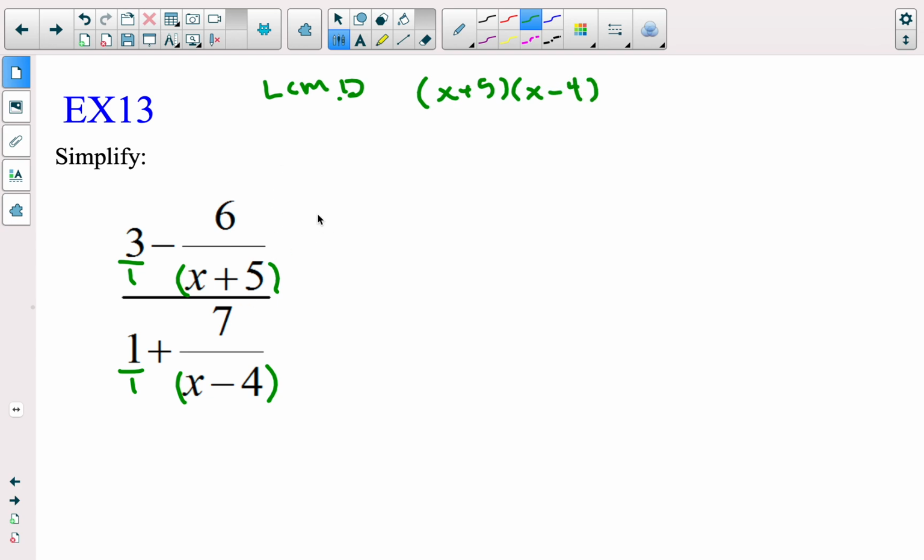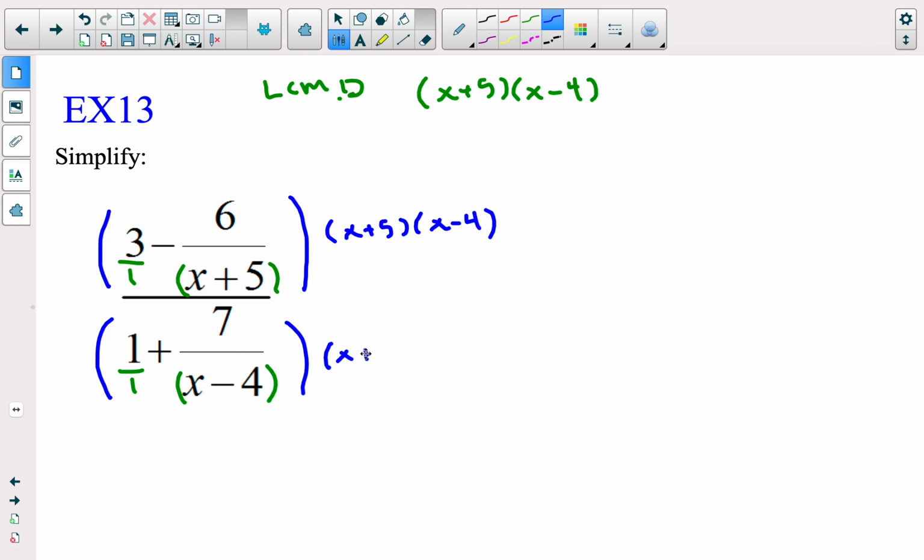And now what I'm going to do is multiply both the numerator and denominator by the least common multiple of those denominators. So that's going to leave me with x plus 5 times x minus 4. Same thing in the denominator here, x plus 5, x minus 4, right? And I am distributing this entire multiplication to both terms.